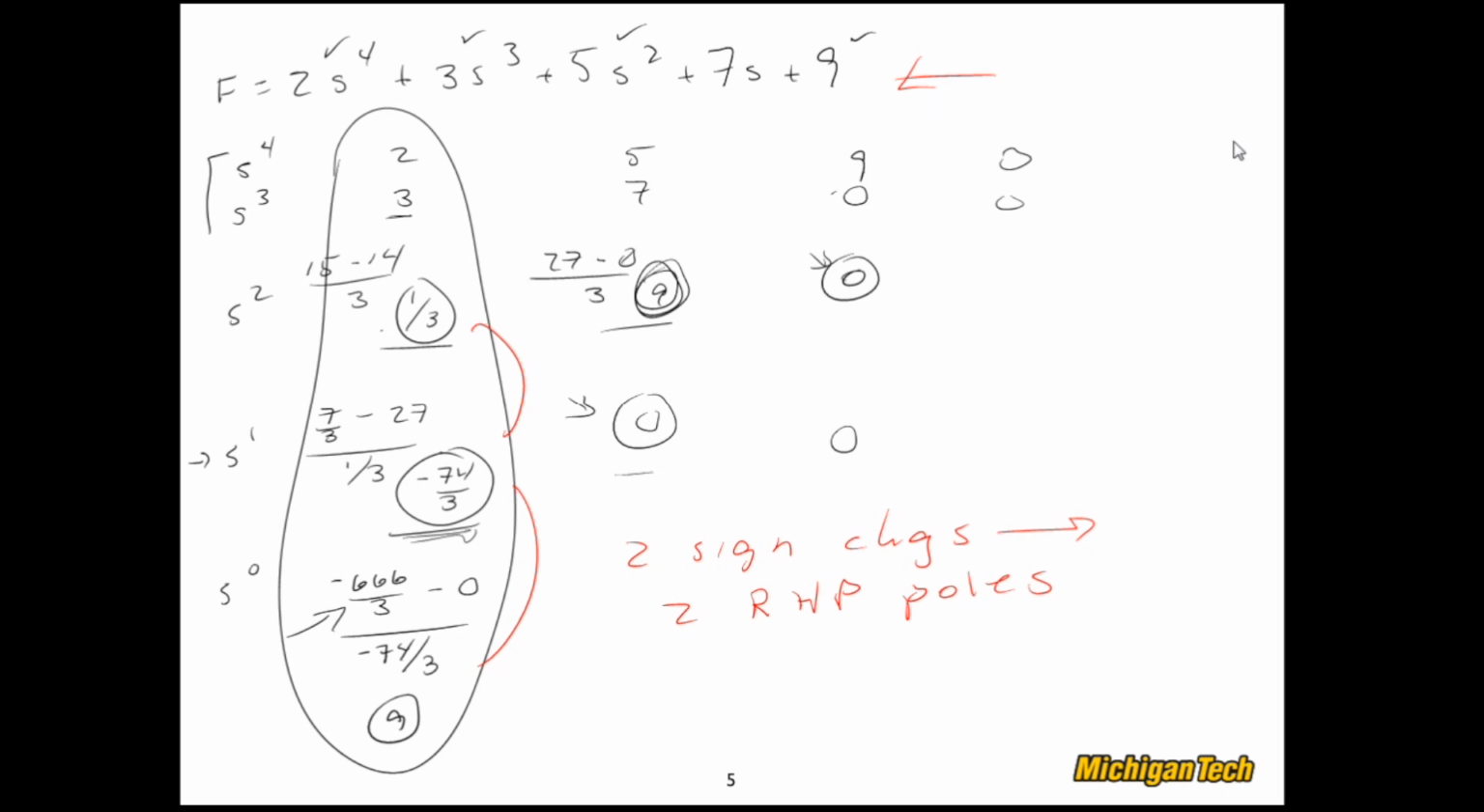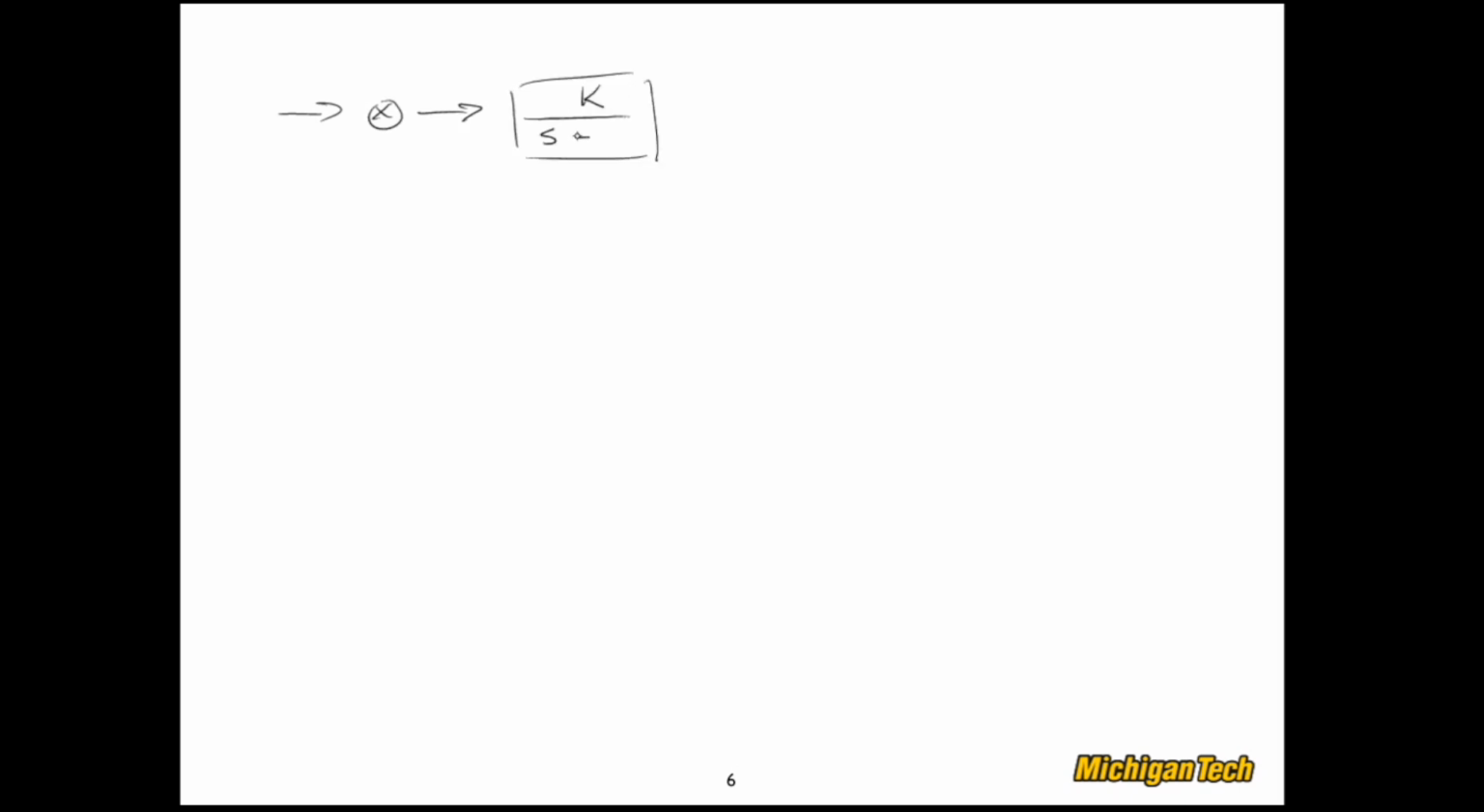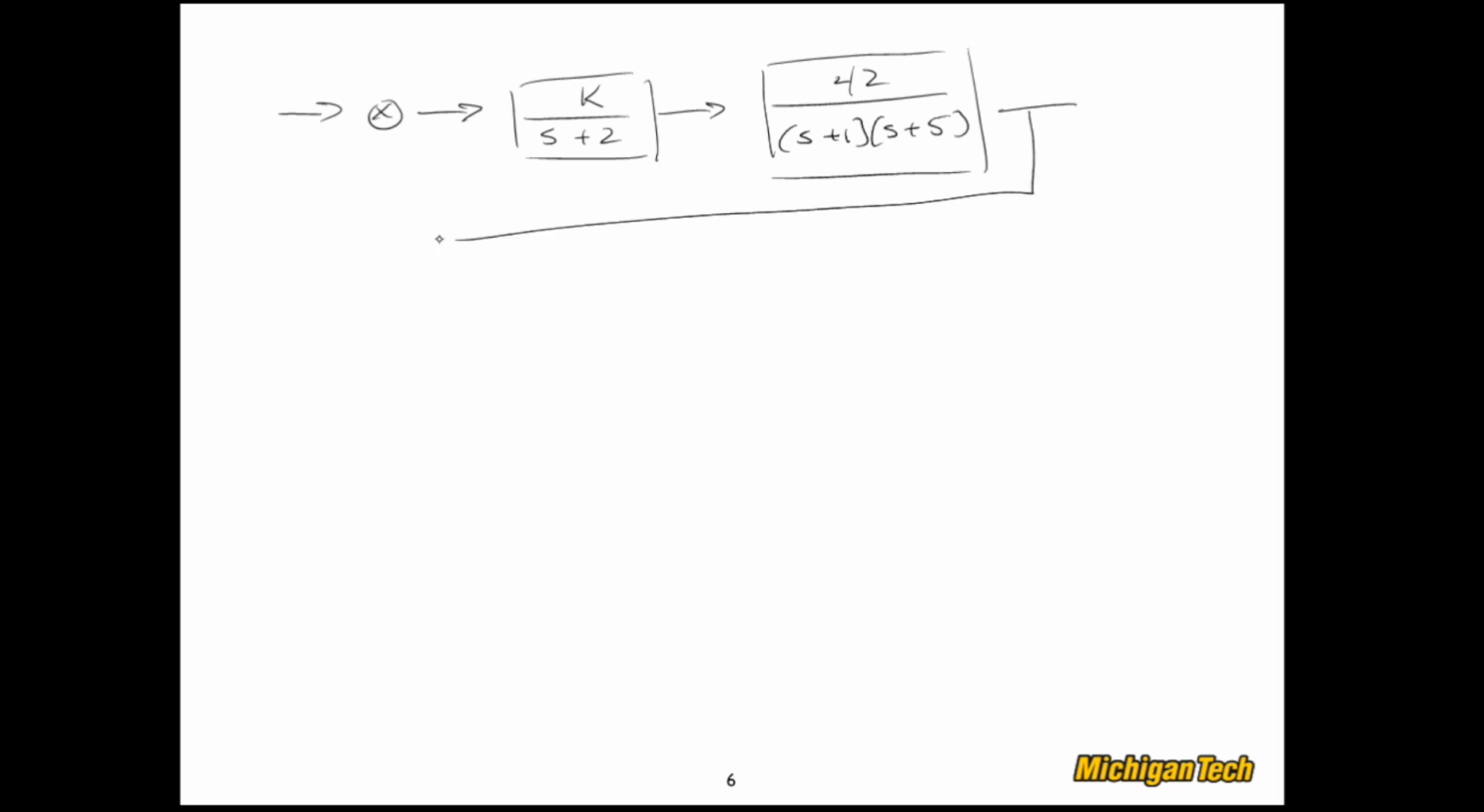Now, let's do the last example, which is how we started this set of slides, and that is with this type of an example. Let's say that we have, it's a little bit different actually than how I presented it in the first page, but this way is more interesting. So let's say I have a closed loop system that looks like this.